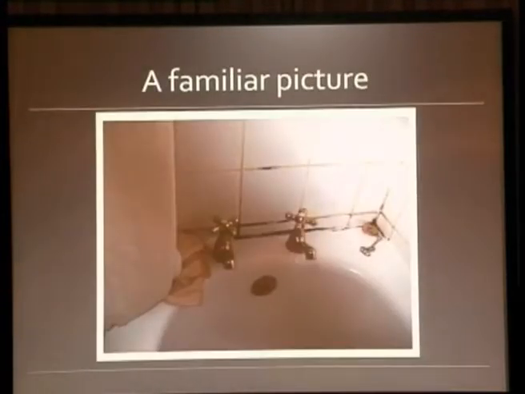This is perhaps a more familiar picture in many households, in many institutional bathrooms, where you'll find molds such as Alternaria and Cladosporium, Aspergillus niger in particular, growing on the grouting or the silicon seal that's used around the bathtub or the hand wash basin.